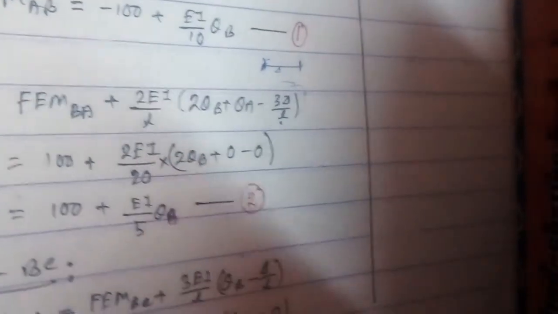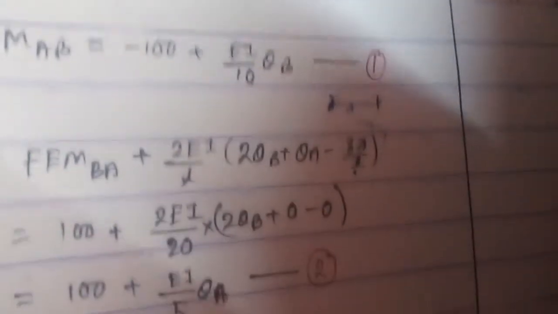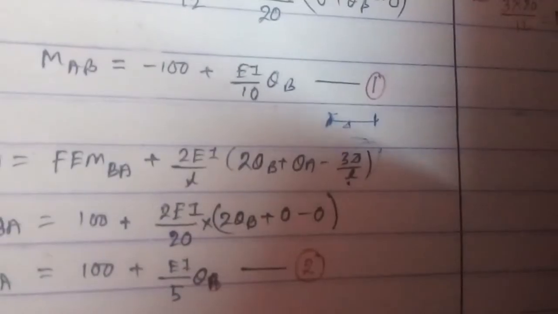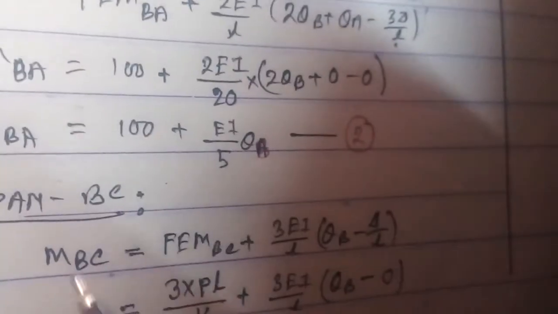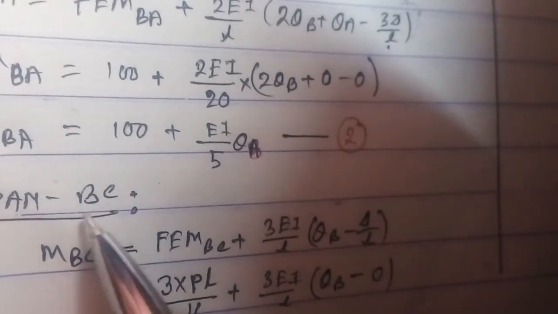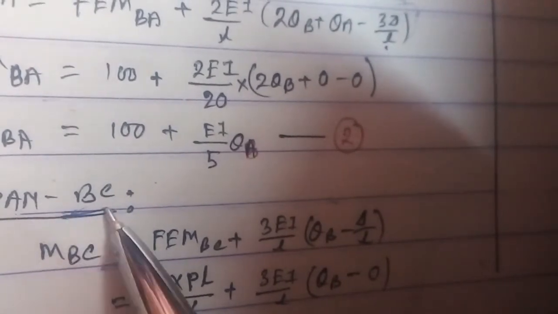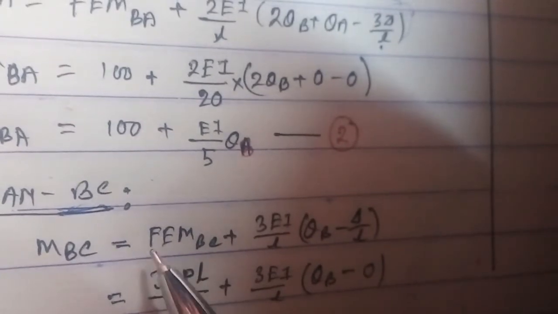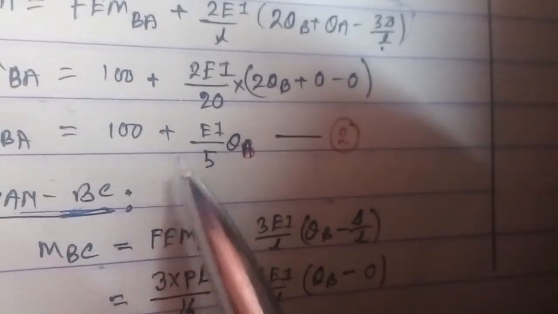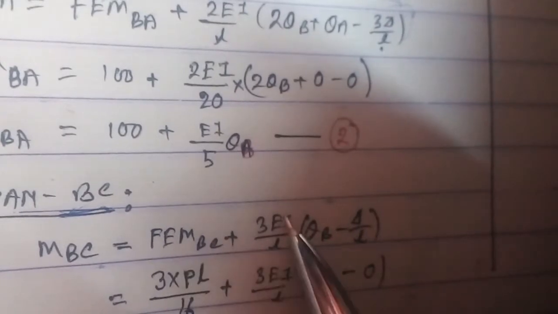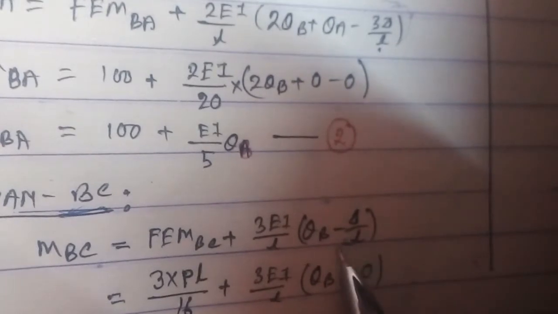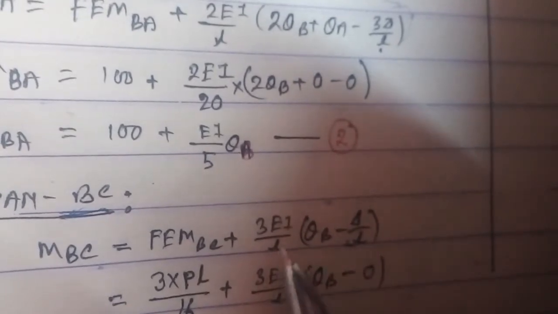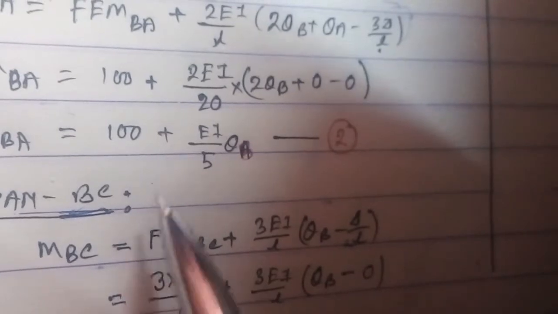It is coming here in this way. Now similarly for the portion BC, as it is an end span, we will use this equation: FEM BC, from B to C, is FEM BC plus 3 EI by L times theta B minus delta by L. Here also delta is 0, no deflection is here, and here FEM BC we need to find.